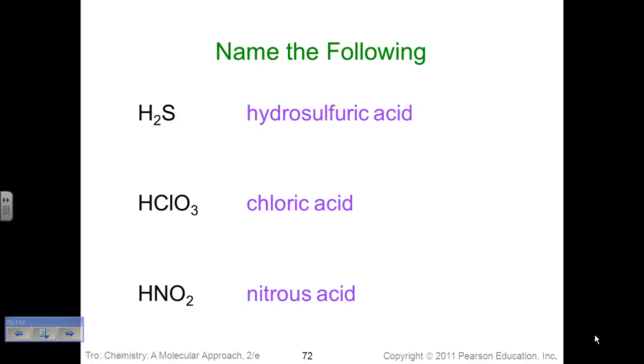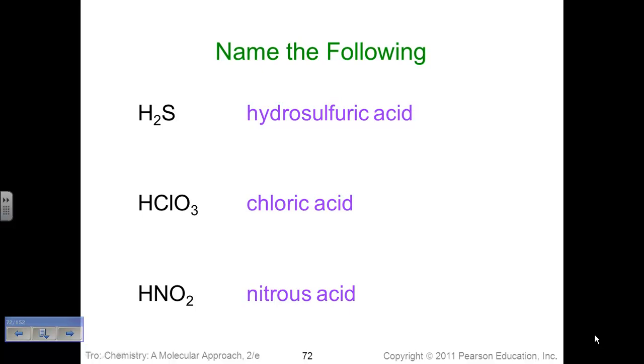HClO3 is an oxyacid. You went to the polyatomic ion chart, first column, a little more than halfway down, and you found the polyatomic ion ClO3 with a -1 charge. Chlorate is the name of that polyatomic ion. Chlorate, that ate says, as we name it as an acid, ate turns to ic. Chlorate turns to chloric acid.